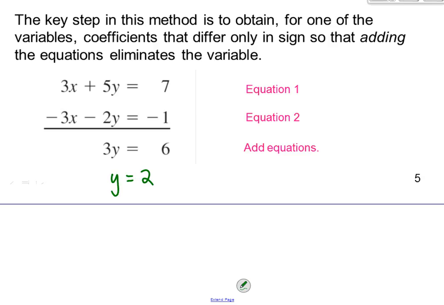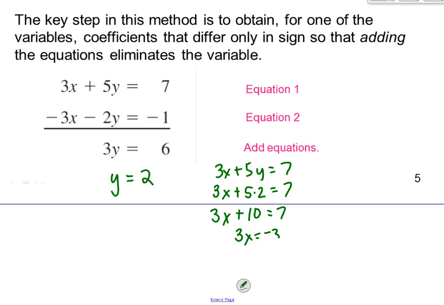Then our general way to find the other variable is to back substitute it into either one of those. I'll pick 3x plus 5y equals 7. Put in the 2 for y, so 3x plus 5 times 2 equals 7. 3x plus 10 is 7. Subtract 10. 3x equals -3, divide by 3, x equals -1. And so we get that ordered pair -1, 2. And then, of course, we would want to check back in and make sure that those work.